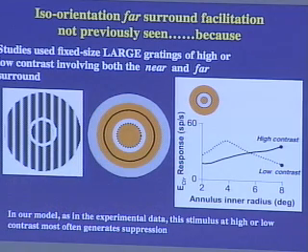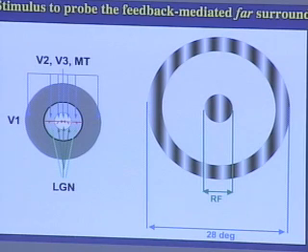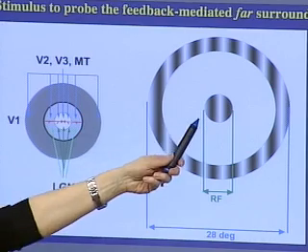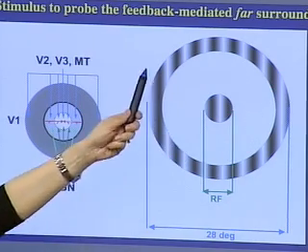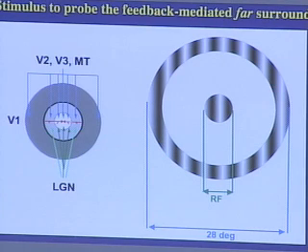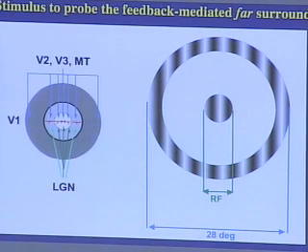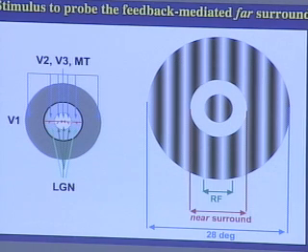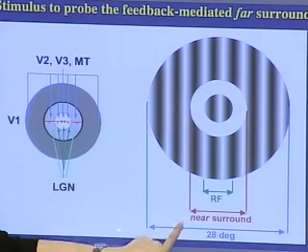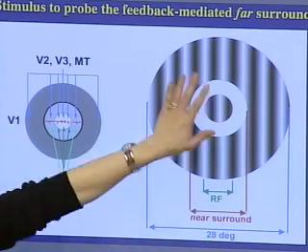So we tested this model prediction of far surround facilitation using a different kind of visual stimulus. This stimulus is designed to specifically probe the influence of the feedback mediated far surround and to minimize the involvement of the horizontal connections in the near surround. We have a grating in the receptive field center and an annular stimulus in the far surround. The outer radius of the stimulus is 14 degrees, and the inner radius is decreased systematically up to a size that is not smaller than the near surround of the cell. So the near surround is not stimulated; we only stimulate the far surround.